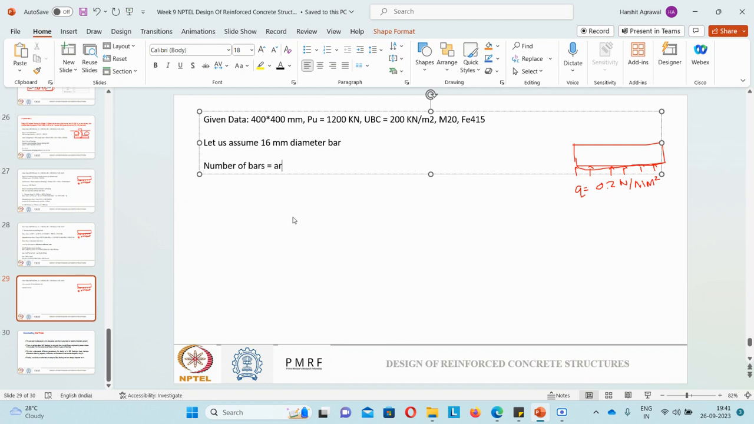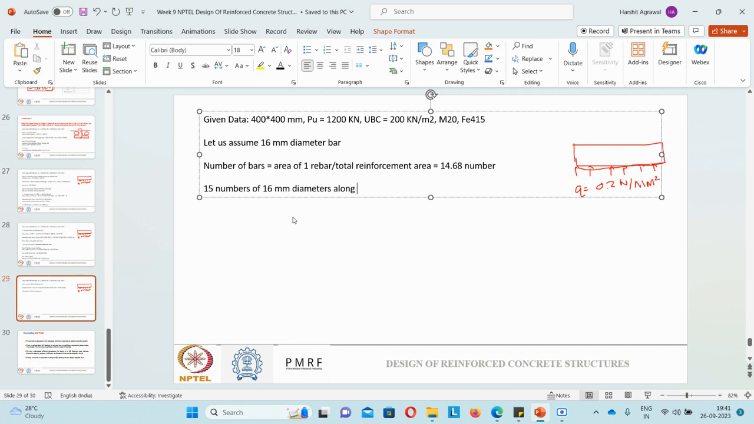Number of bars is total reinforcement area divided by area of one rebar. So it will come out to be 14.68 numbers. But since we can't provide such numbers, we will provide 15 numbers of 16 mm diameter bars along both the sides, along x and along y. Since moment can occur along both the sides, we need to provide along x and y direction both.